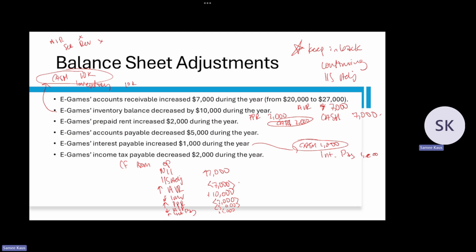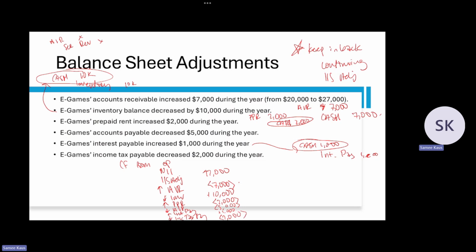So think about it. If it decreased, I would have to back that out because, hey, my interest payable is going down, which means I am paying cash and satisfying a liability. Okay. So then I have my income tax payable decreasing 2,000 during the year. How do I want to treat that? Well, I have a decrease in income tax payable. I have a decrease in a current liability. I back that out. Okay.